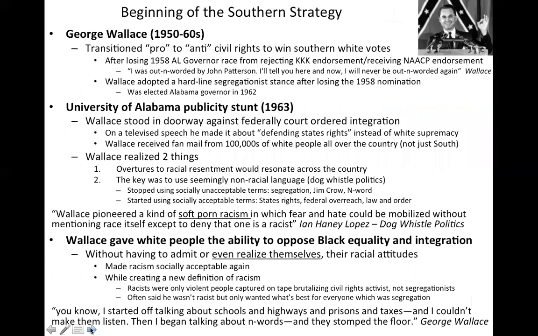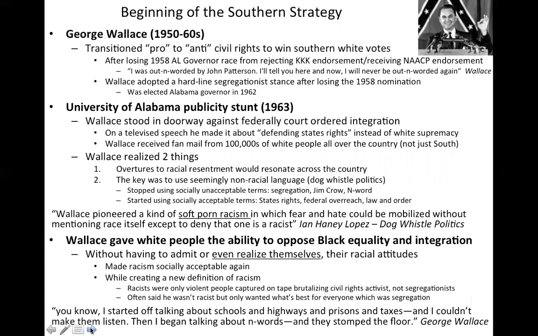So let's talk about the beginning of the Southern Strategy. This really started in the late 50s with this guy named George Wallace. This is the problem with a lot of these people like George Wallace and Nixon and Goldwater. At one point, they were very pro civil rights. He ran for governor of Alabama in 1958, and he actually got the NAACP endorsement. He rejected the KKK who tried to endorse him. He was pro civil rights, and he lost horribly.